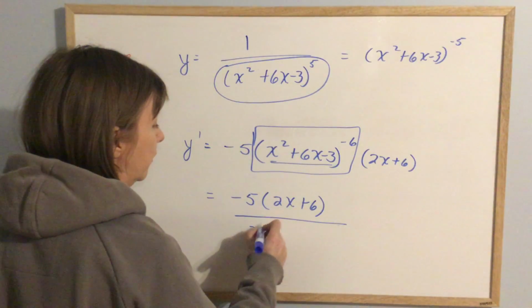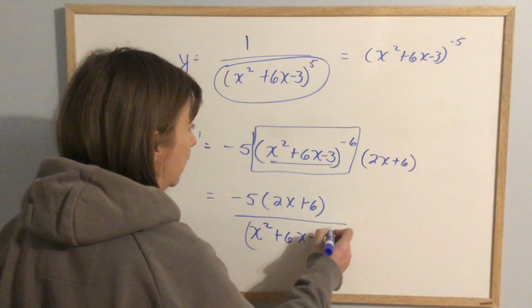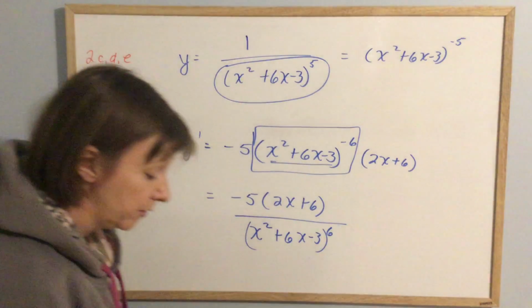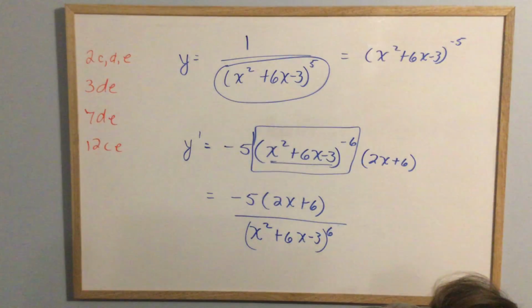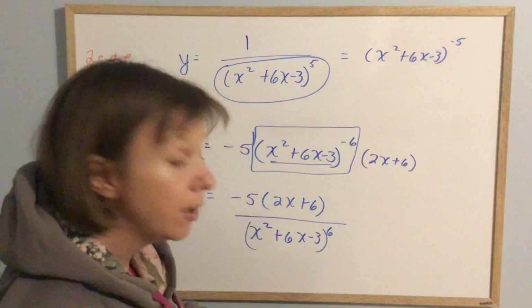So I would move it down to the bottom, x² plus 6x minus 3. Now the exponent is positive. And that's where I would leave it, and that's where they leave it as well. Yay me.